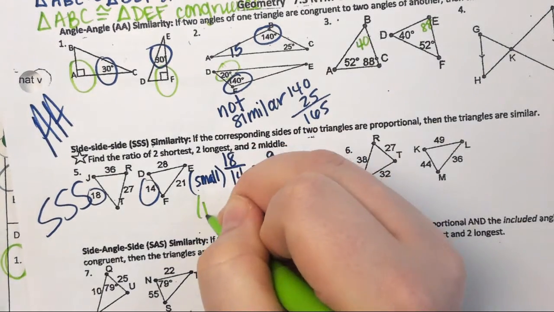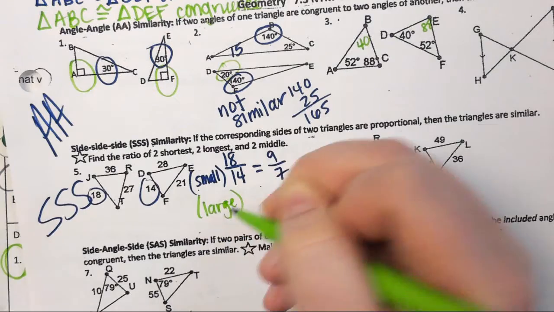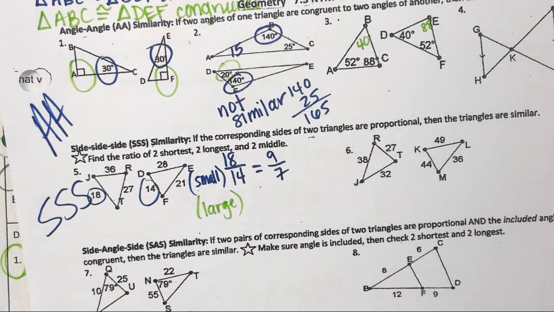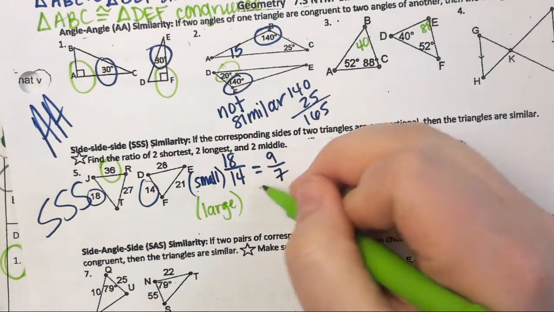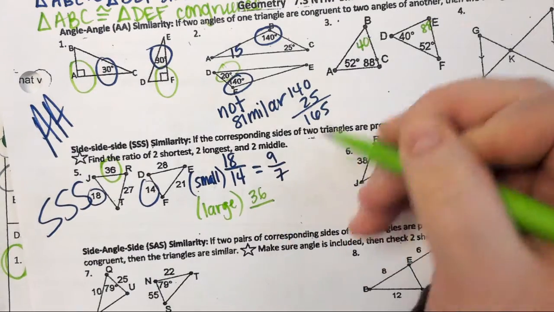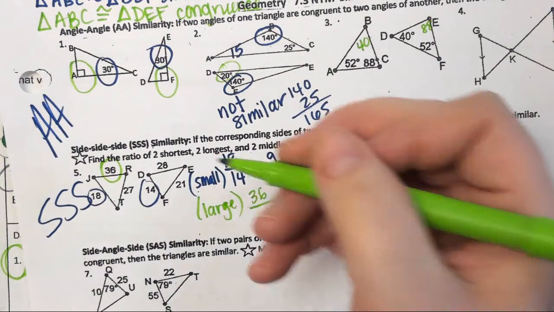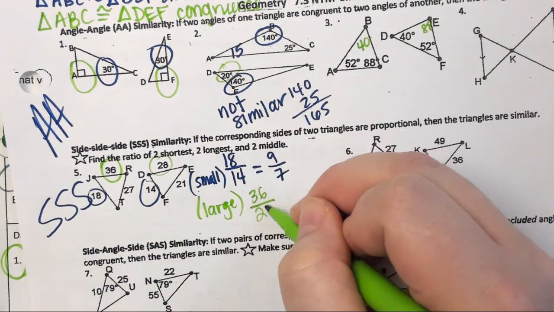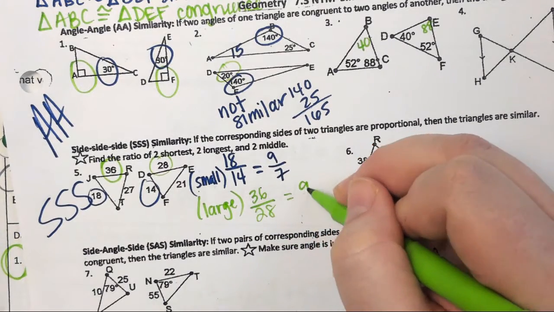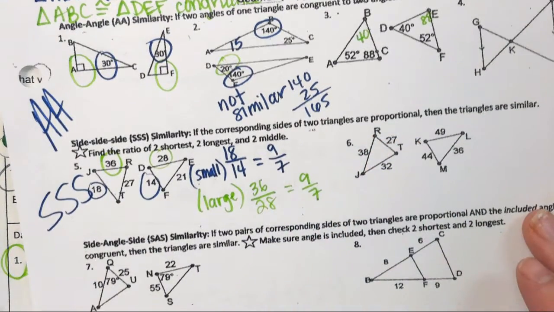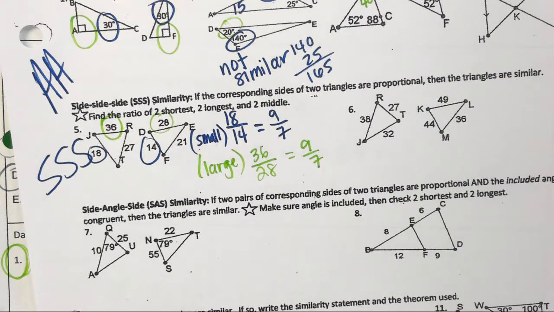Okay, what's the largest side length in JRT? It is 36. And then the largest in DEF is the 28. And that also reduces to 9 over 7. But again, if decimals are not your thing, if you do both of those as a decimal, the decimals would match.